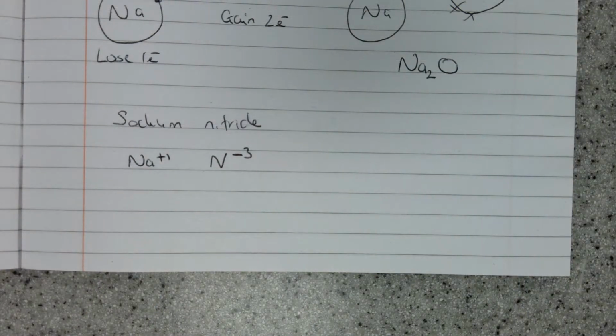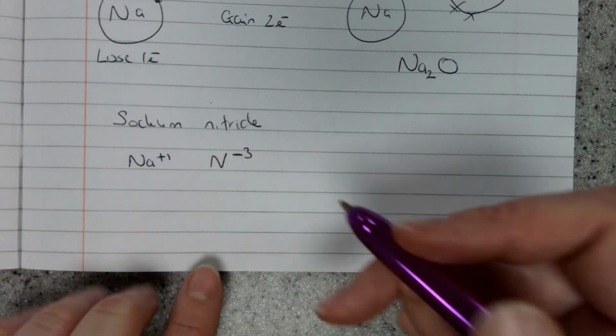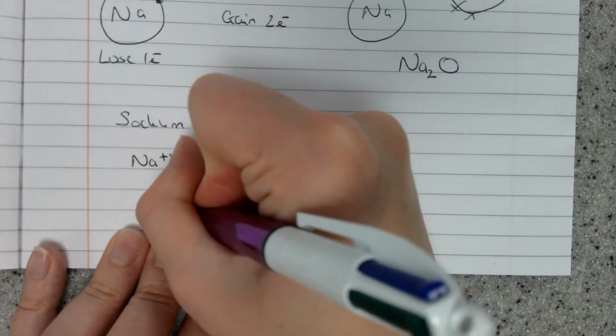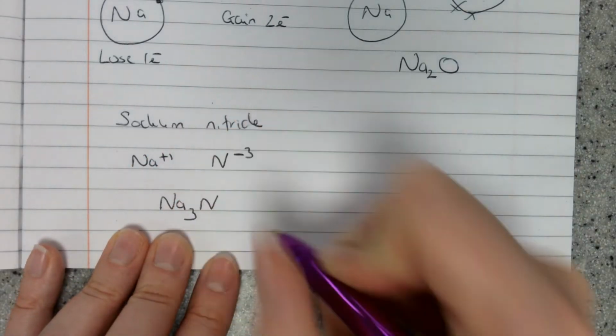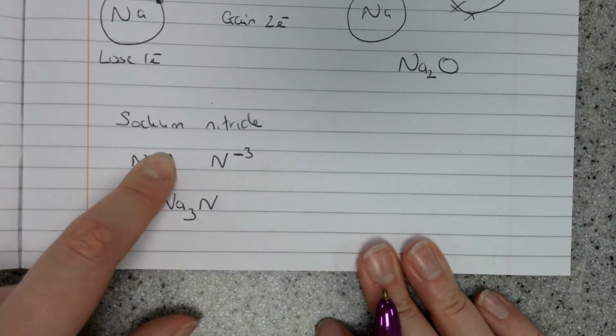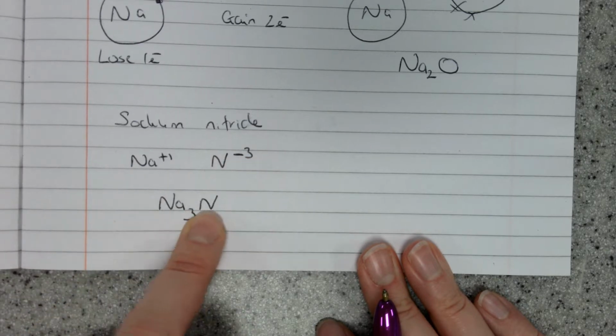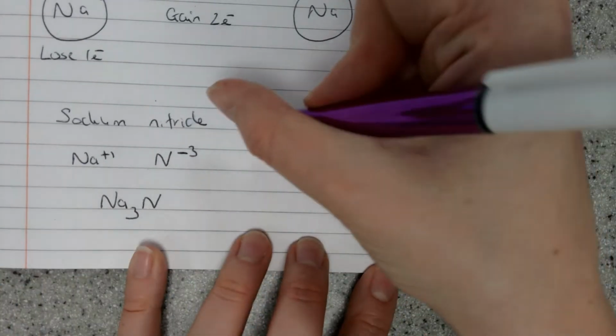And I know my charges absolutely have to cancel out. I've got 1 positive, but I've got 3 negatives. That means I'm going to need 3 sodiums for every 1 nitrogen that I have. 3 sodiums will give me a +3 charge in total. The 1 nitrogen gives me a -3. The charges cancel out and I get Na3N.